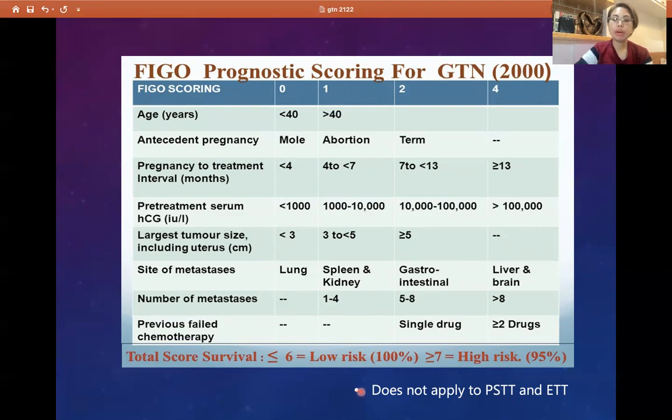So again, remember 7 for high risk. Letter H: A, B, C, D, E, F, G, H, 7. Okay, that's how I remember it. All right: age, antecedent pregnancy, OB score, HCG, the size of the tumor, metastasis, the number of metastases, and chemotherapy that has failed.